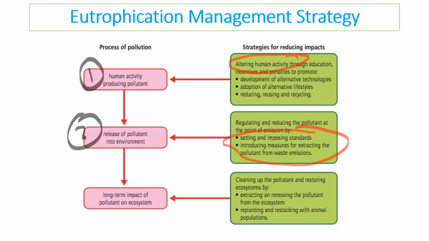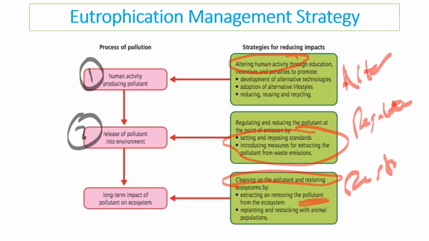And then once we've reduced this impact, you then need to look at cleaning up the pollution, and that means we need to go into places that have got eutrophication and remove the actual pollution, for example. And then when we've done that, replanting and restocking the biodiversity to make it as healthy an environment as it was. So the three stages you need to understand is we need to alter human activity, we need to regulate the pollution, and then we need to restore the habitat.